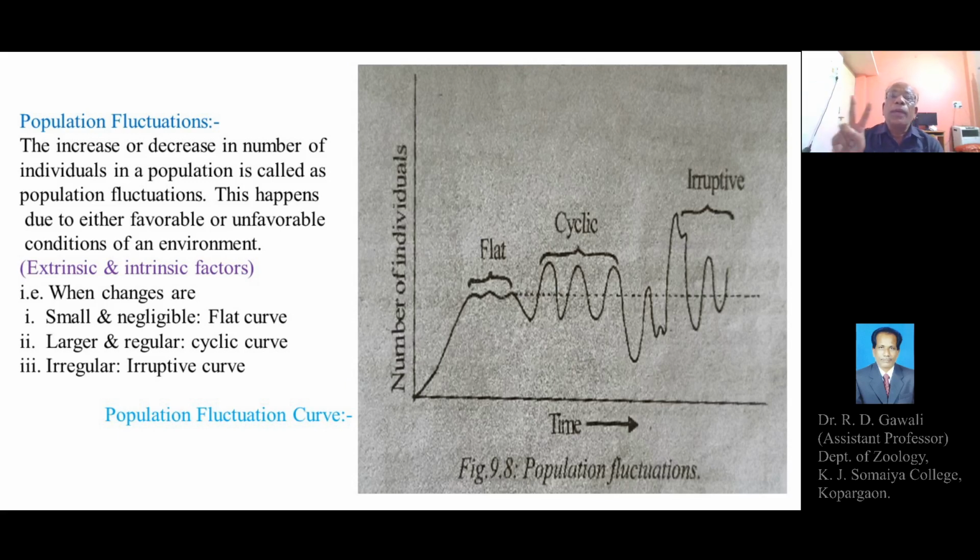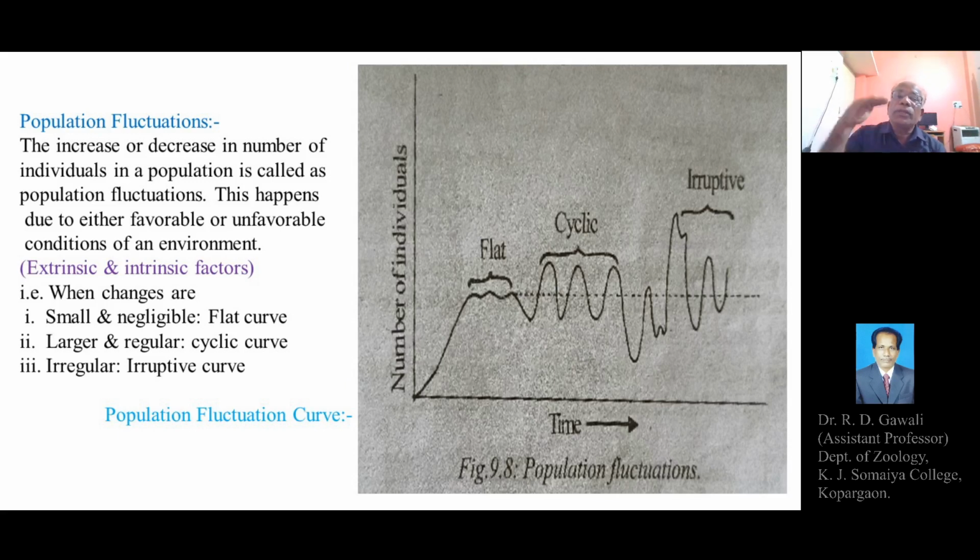So these are the two factors, extrinsic factors and intrinsic factors, or favorable and unfavorable conditions of the environment, that are responsible for population fluctuation, that is, the increase or decrease in the number of individuals in a population. Population fluctuations occur due to either favorable or unfavorable conditions of the environment, or we can say they are due to the extrinsic and intrinsic factors.